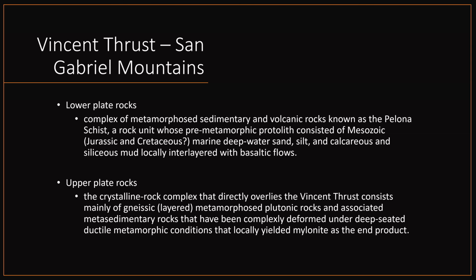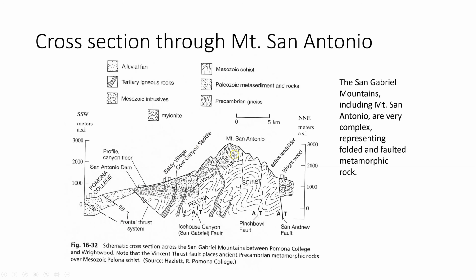So the basaltic flows being the volcanic component of that, and then all of those other sand, silt, calcareous, and siliceous mud being the sedimentary component of that, and all of which are metamorphosed into this schist that I pointed to here. So this is the Vincent thrust here that we're talking about.